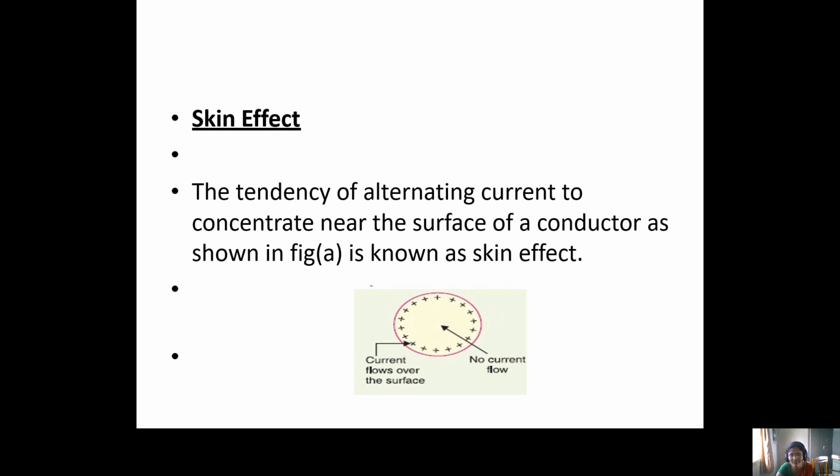See, skin effect. What does skin effect mean? The tendency of alternating current to concentrate near the surface of a conductor is known as skin effect. So the current flows over the surface, and inside there will be no current. The entire current goes near the surface, so there is no current inside the transmission line. That effect is called the skin effect.